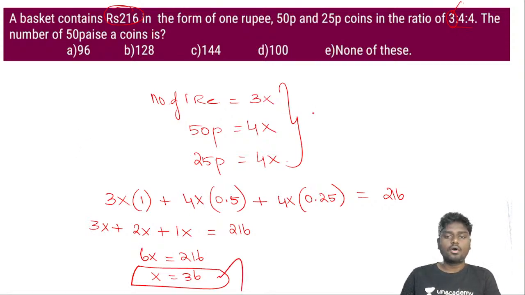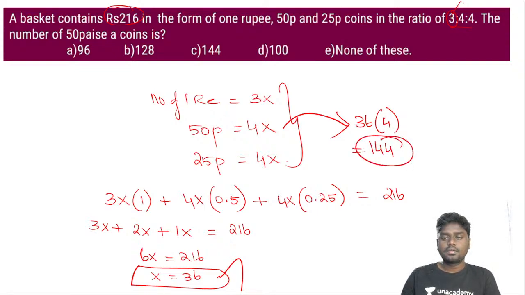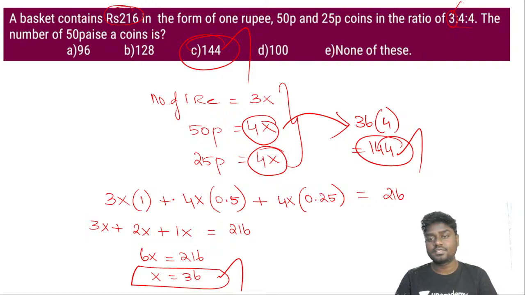Now you need to find what? How many 50 paise coins? Simply just do what? 36 into 4 you do. You get exactly 144. So the answer is absolutely option C. Kindly cross check your answers, guys. You have 144 50 paise coins and 144 25 paise coins as well, because the number of coins for both 50 paise and 25 paise are the same actually.